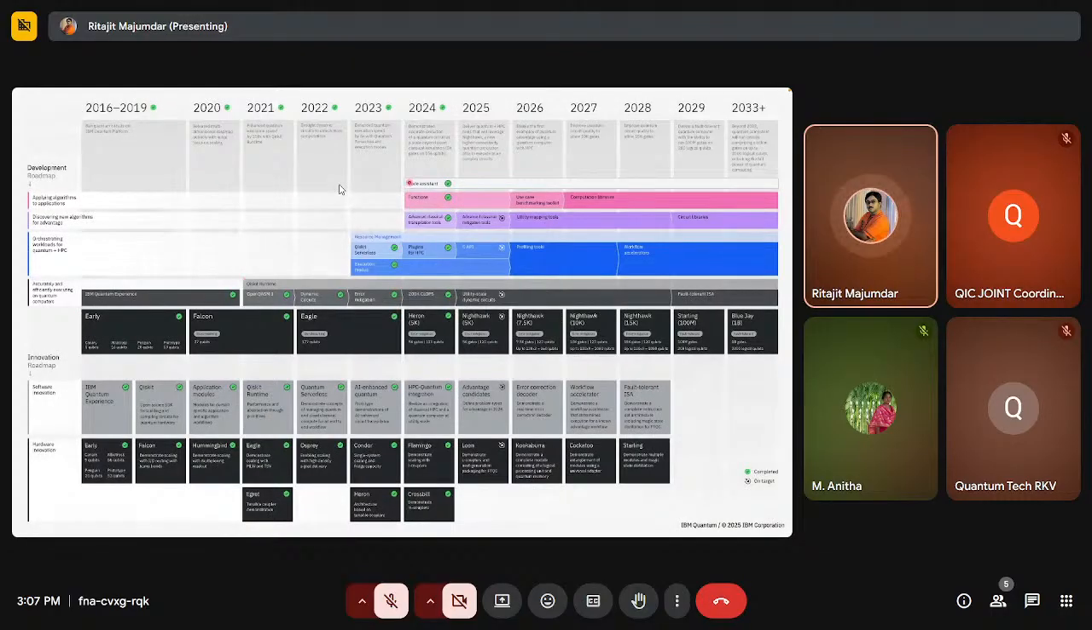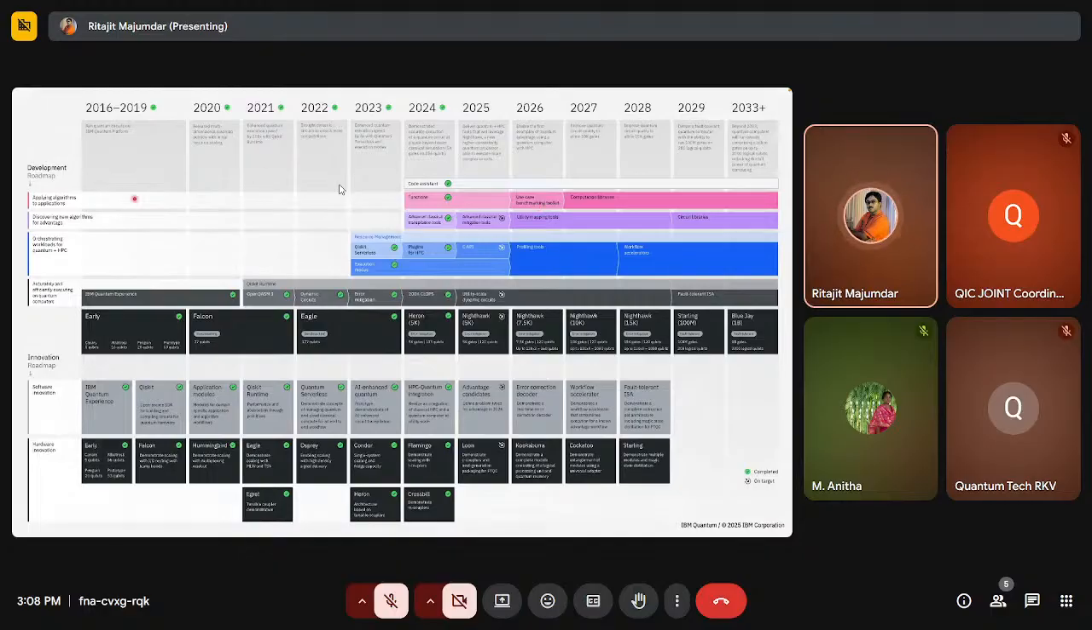So this is the roadmap. This is the roadmap of IBM quantum. This is the roadmap that we have.